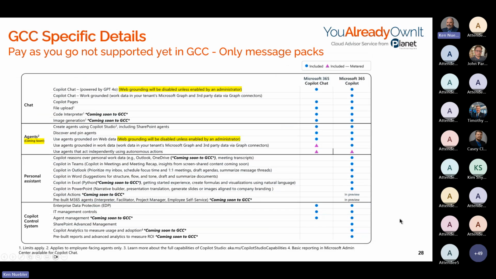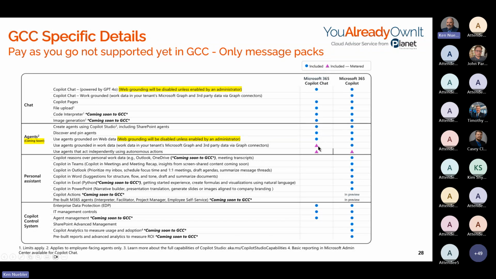Now in GCC, the story is a little bit different, right? Chat is just starting to be rolled out to the tenants as we speak. I know lots of GCC tenants have already been given chat access, but the thing is that while Copilot Studio has been available for GCC for a while now, the pay-as-you-go model is not available yet in GCC, only message packs. So just remember that for GCC users, there are only certain ways to do agents that are going to be metered so far today.